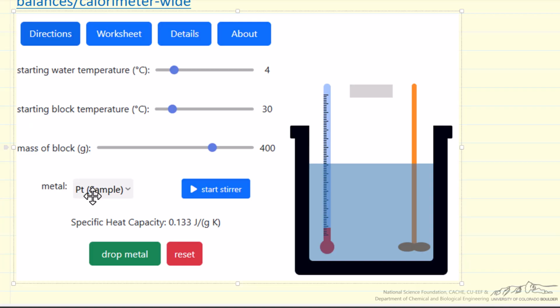Platinum sample is to calibrate the system to account for that, the walls of the container would have some heat capacity. And we're given the heat capacity of platinum, so we can then account for that in our measurements for our unknown samples. And we have a stirrer that mixes the water up so that it gets to a uniform temperature. And so let's look at this simulation to understand how it works.